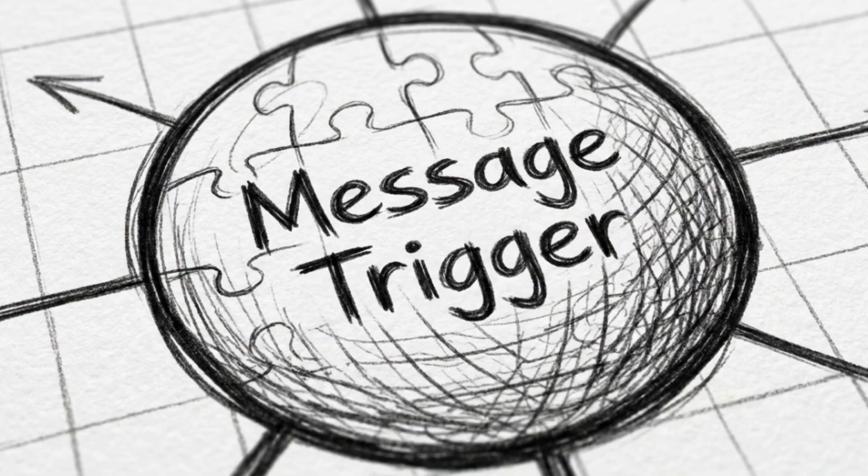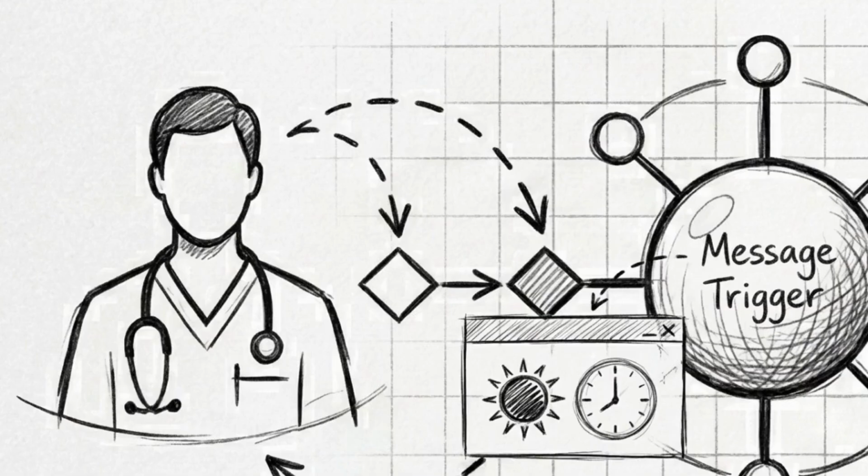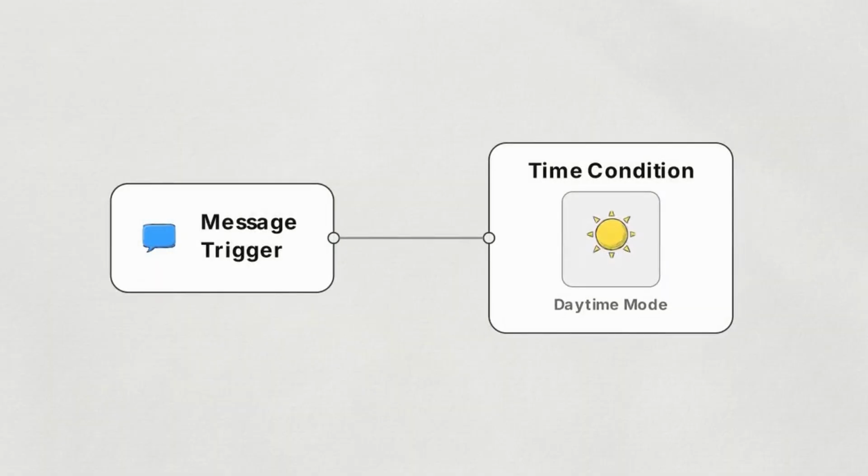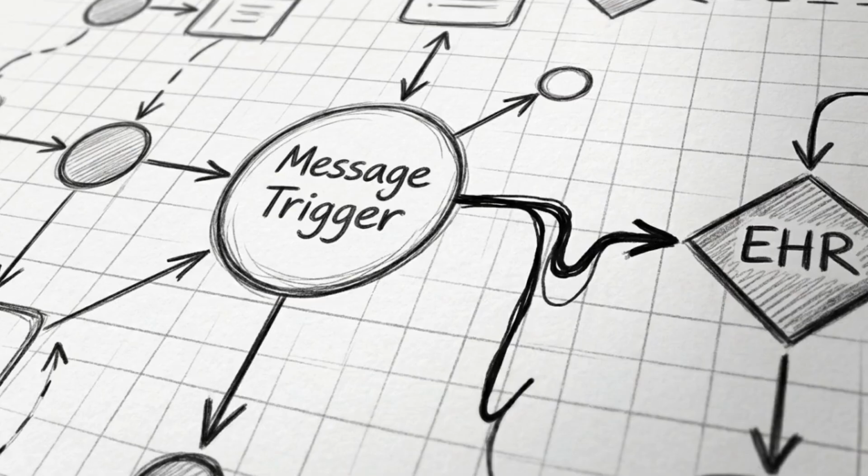Step 1 is setting up the initial automation node. This trigger tells the system to monitor and intercept incoming patient messages from your various portals. We configure this node with a time-based condition, so it only activates for messages received after your clinic has closed for the day. Step 2 is connecting your clinic's electronic health record, or EHR, to the automation workflow.